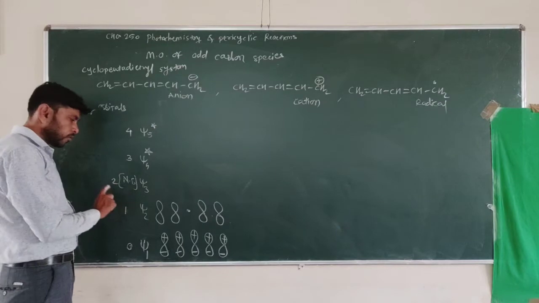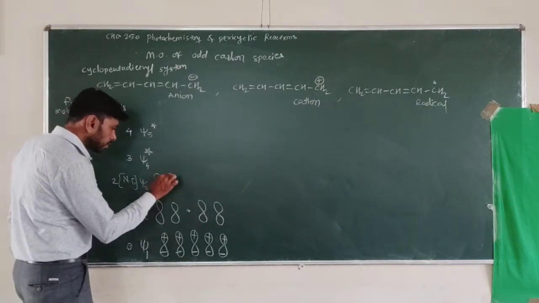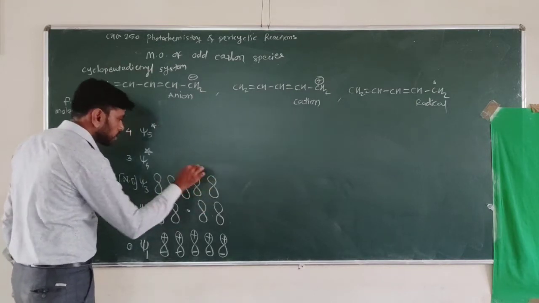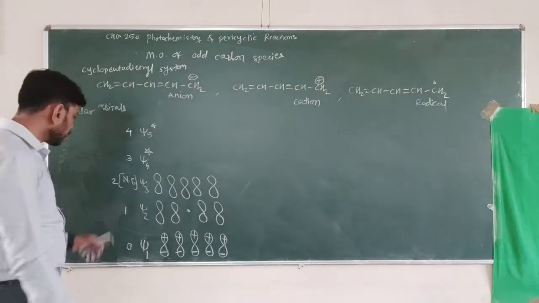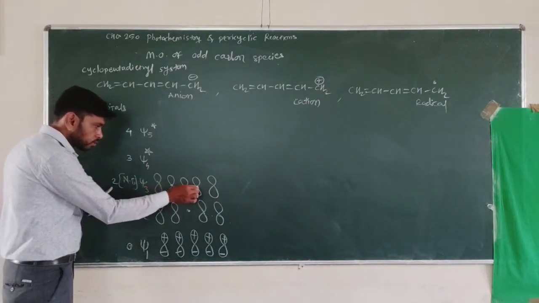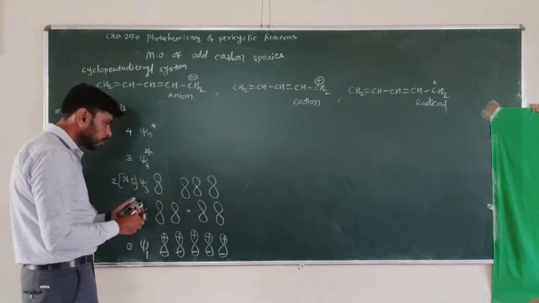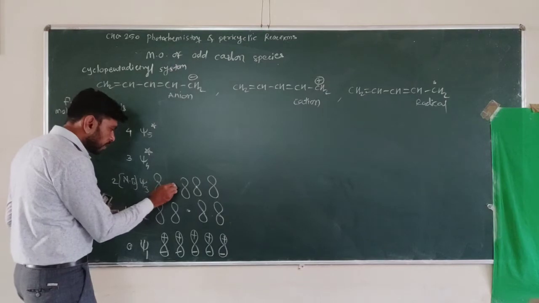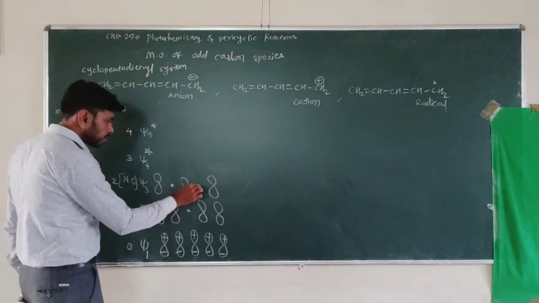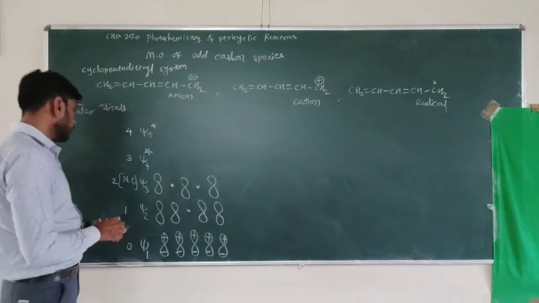Now non-bonding. How many nodes? 2 nodes are there. And both of these nodes pass through the nucleus, through the orbital. So 1 node is here and another node is here. We don't have to draw the orbital, because for non-bonding the rule is that all the nodal planes pass through the nucleus.